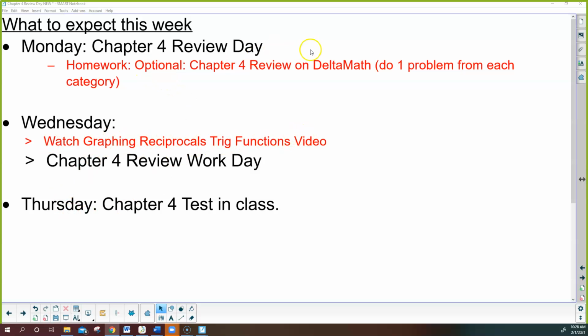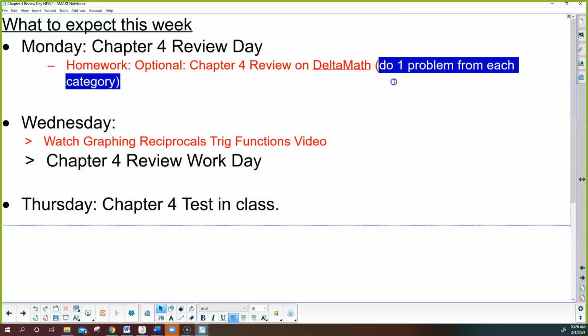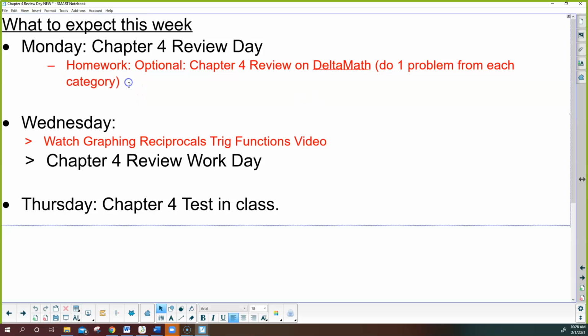Do remember that if you get one problem done from each category in this review, that's an automatic 70% on the test. Right? So if you do that, you're guaranteeing yourself the minimum of 70%.